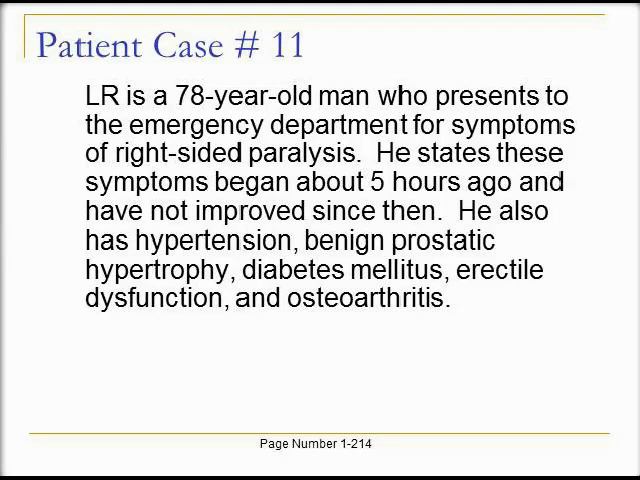Okay, next case, number 11. We're going to switch gears now, stroke. So flip on over to page 214. LR is a 78-year-old man who presents to the ER for symptoms of right-sided paralysis. He states that these symptoms began about 5 hours ago, and they've not really improved since that time. He also has hypertension, BPH, diabetes, erectile dysfunction, and osteoarthritis.